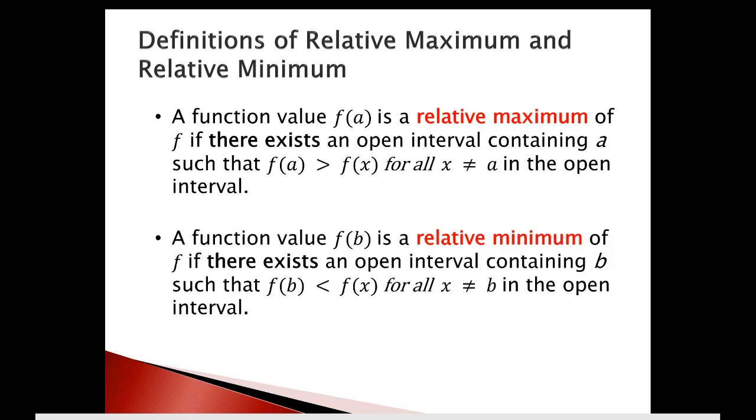And also if there exists an open interval containing a value b such that f of b is less than f of x for all x not equal to b in that open interval, in this case the function value f of b is called a relative minimum.